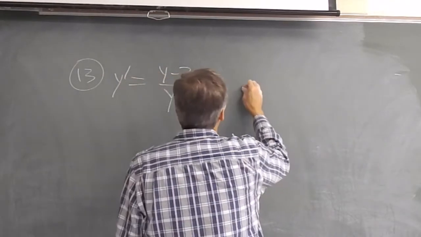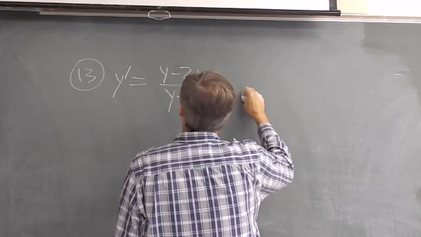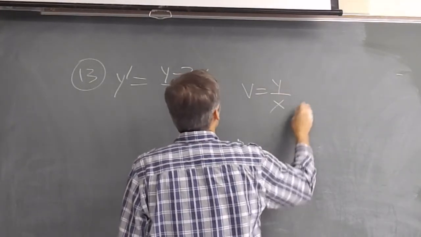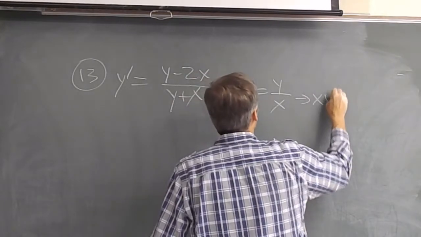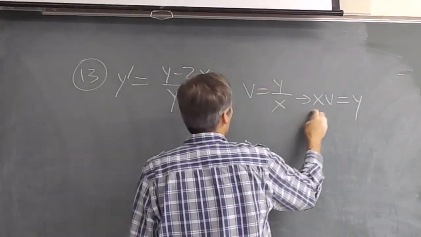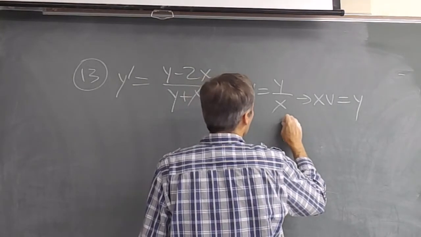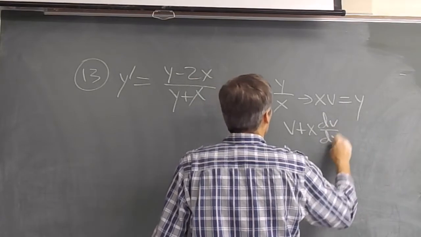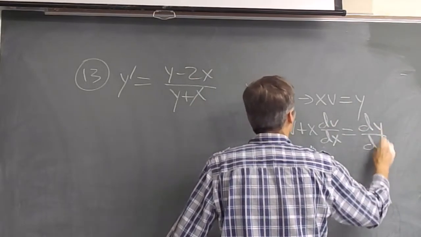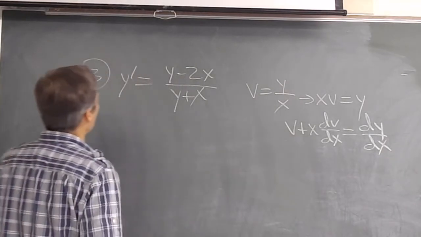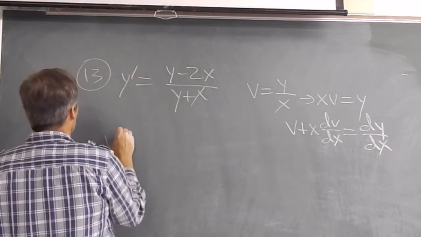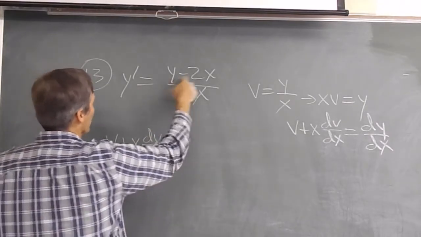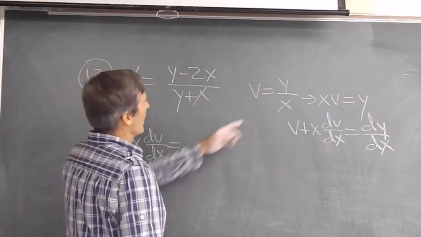When the equation is homogeneous, you just make a substitution. v equals y over x, so that xv equals y, and by taking the product rule here, v plus x dv/dx is equal to dy/dx. So we'll make that substitution, replace dy/dx with v plus x dv/dx, and replace over here y over x with v.